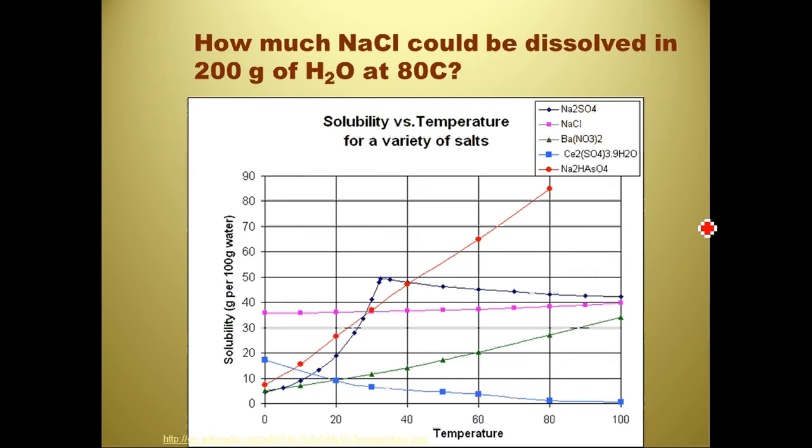Another question, how much salt could be dissolved in 200 grams of water at 80 degrees Celsius? All right, 80 degrees Celsius. Hey, we know that one. We just did it. It's 39 grams per 100 grams of H2O. Well, it looks like that's 200 grams of water. So if we double the water, what do we have to do to the numerator? We have to double it also. So that's 200 grams of water for 78 grams of sodium chloride.